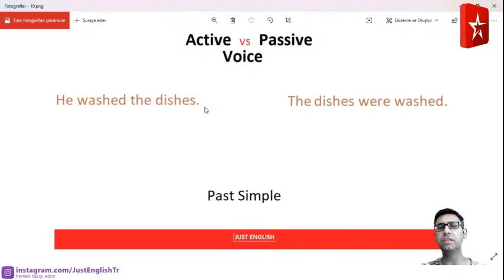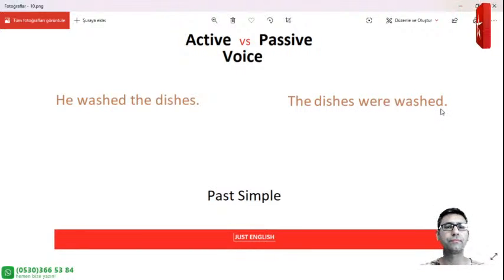He washed the dishes, active voice. He, who washed the dishes, he. So it's at the beginning of the sentence, all right? And this is the past simple tense, but passive voice. The dishes, here you can see, the dishes come at the beginning. The dishes were washed.